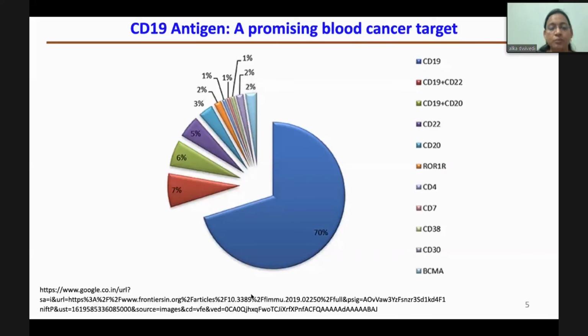Now coming to CD19. CD19 is the antigen which is present on the cancer cells. It is a promising blood cancer target. The data shows that about 70% of clinical trials as well as basic research on CAR-T are targeting the CD19 antigen. Other targets are also in focus, but CD19 is more focused. Why CD19 is a promising target, I will explain in the next slide.